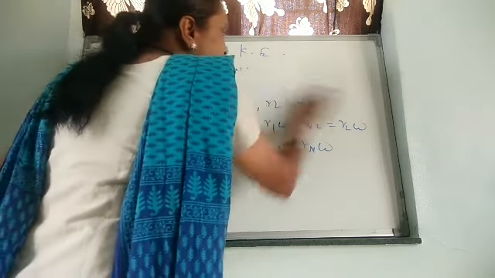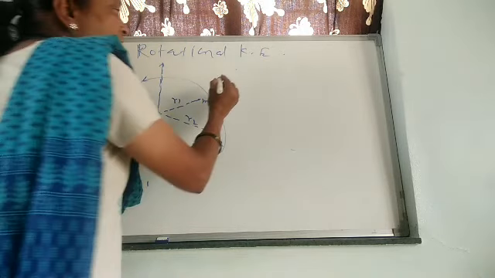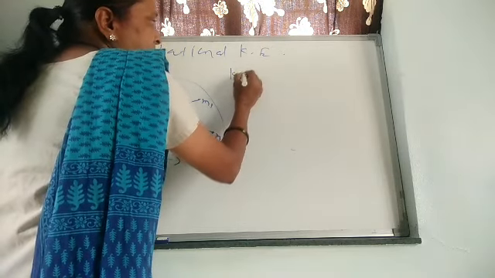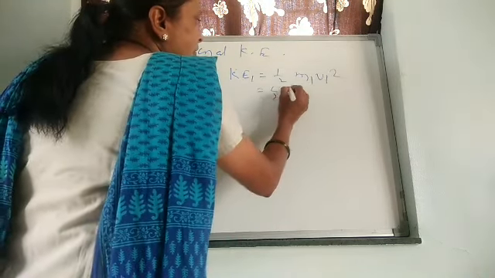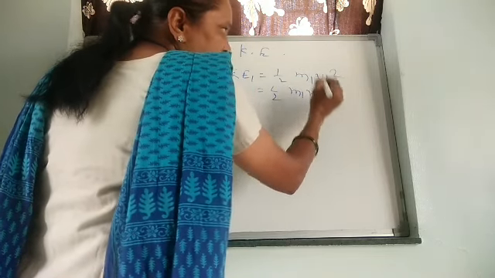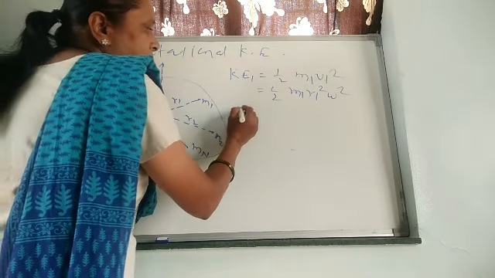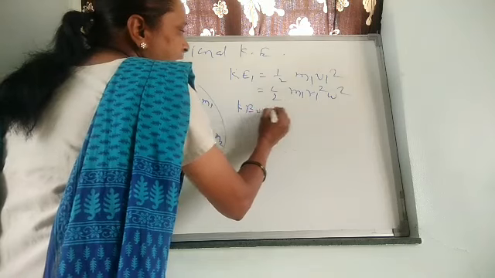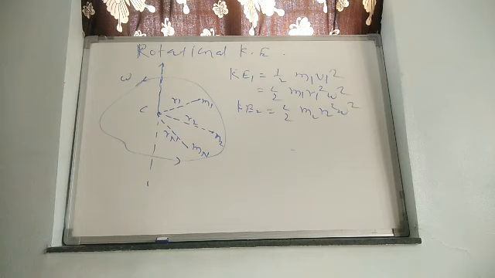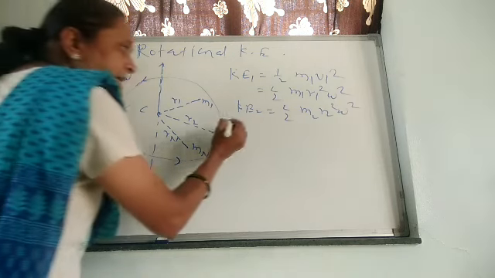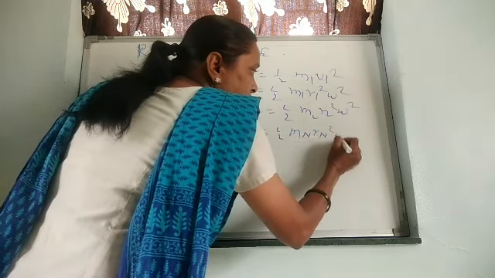Therefore, the translational kinetic energy of the first particle having mass m1, which is at a perpendicular distance r1 from the axis of rotation, will be 1/2 m1 v1 square. That means it will be 1/2 m1, with v equal to r omega, that means r1 square omega square. This is the kinetic energy of the first particle. Then the kinetic energy of the second particle will be 1/2 m2 r2 square omega square. In this way, we can find the kinetic energies of all the particles. Then the kinetic energy of the nth particle will be equal to 1/2 mn Rn square omega square.